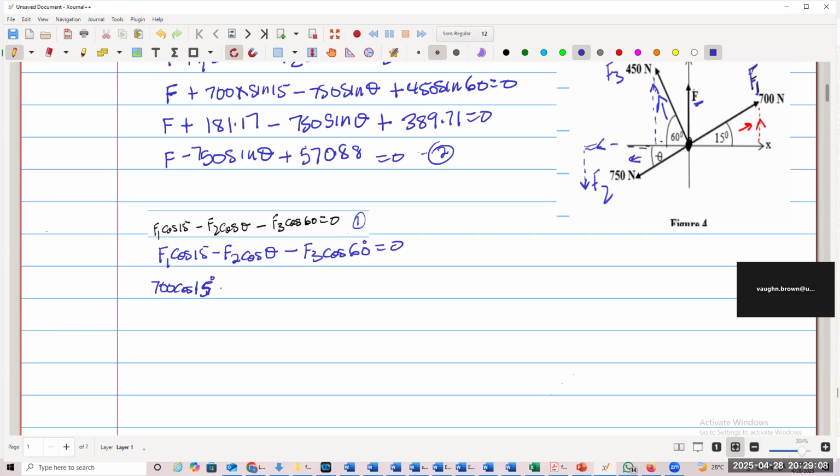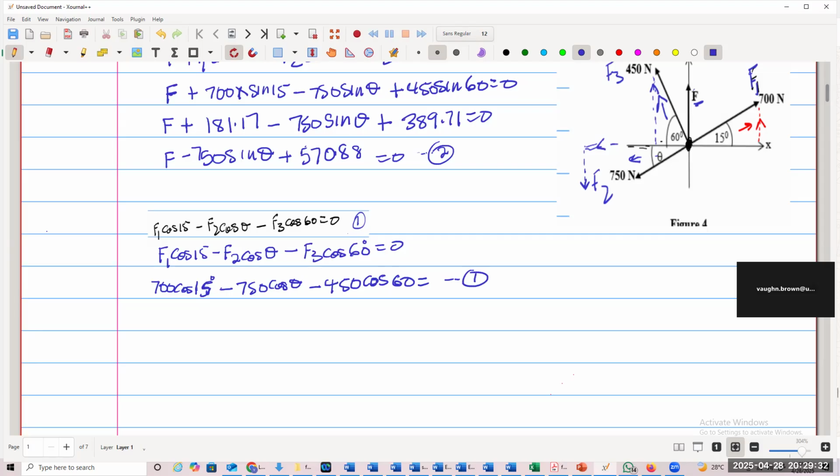F1 is 700, F2 is 750 cos theta, and then now F3 was 450, so it is 450 cos 60. All right. So this is expression 1. Let's simplify expression 1.